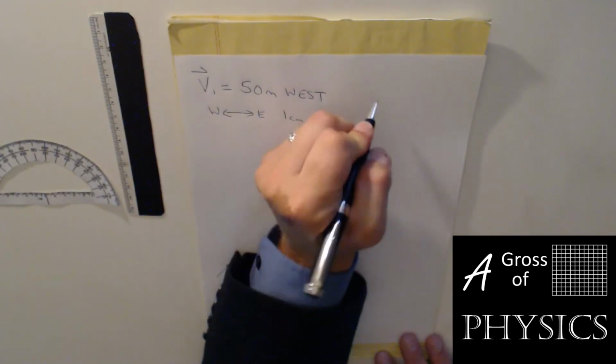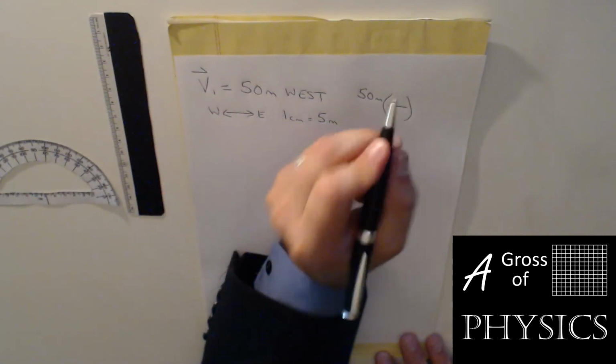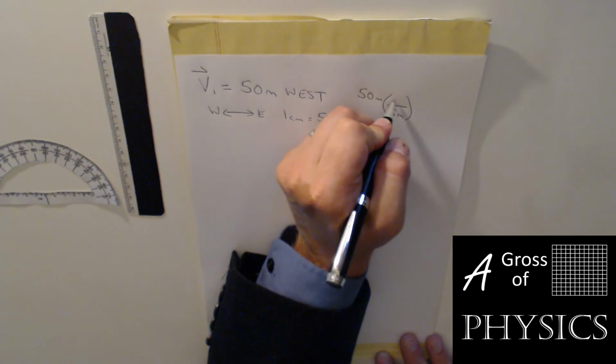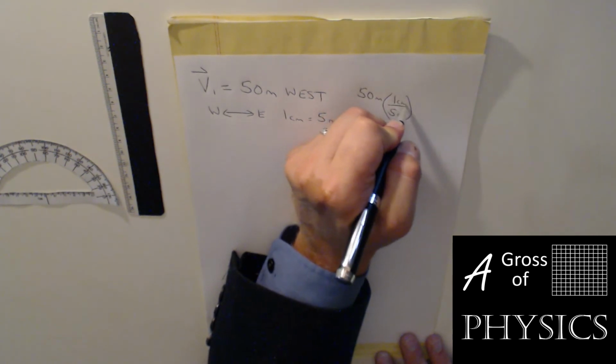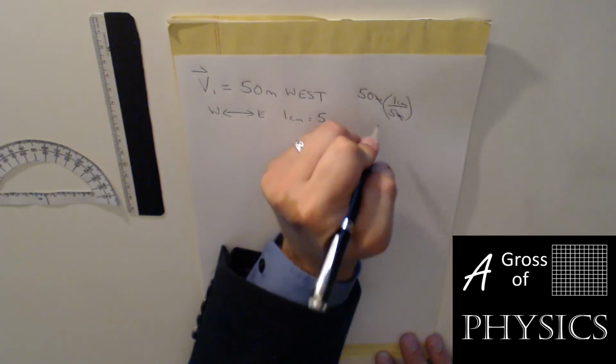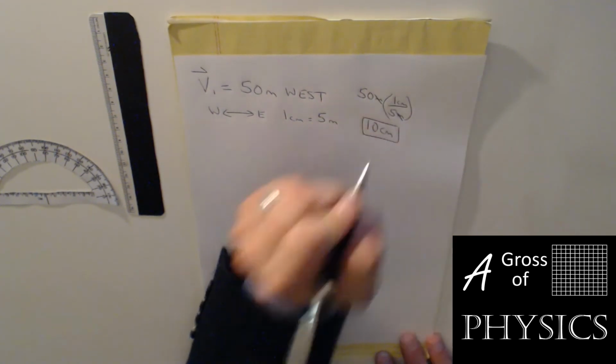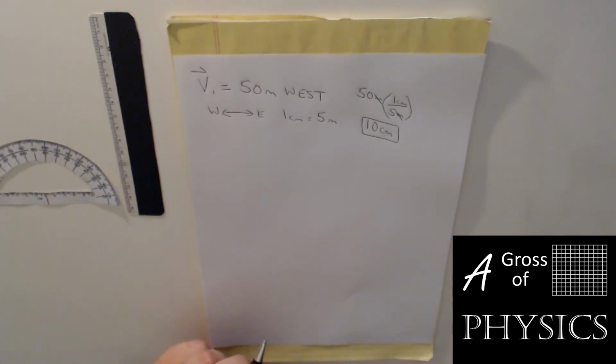I would do 50 meters, and if I want to convert to centimeters, 5 meters on the bottom, 1 centimeter on the top. I use this conversion factor for this problem. And my line is going to be 50 divided by 5, or 10 centimeters long. Now, for this one, I probably don't need to do that, but that's how you would do that if it's a strange conversion that you're faced with.